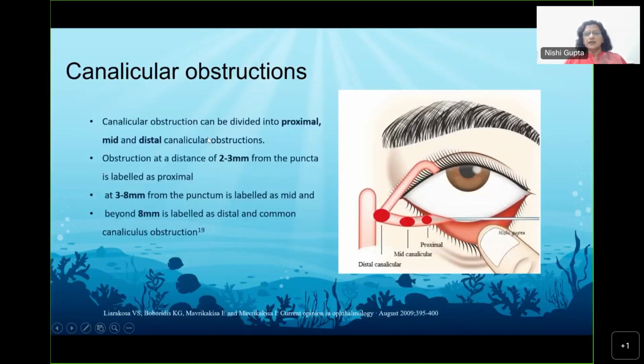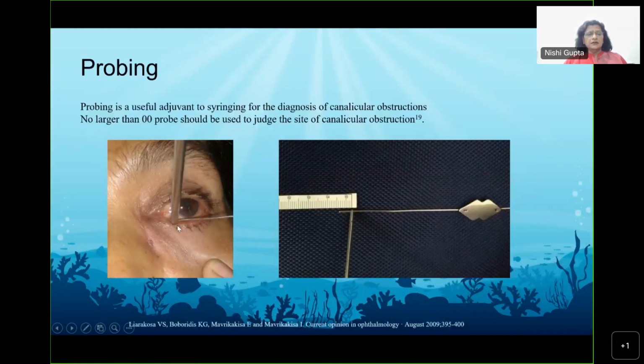Now, canalicular obstructions can be divided into proximal, mid, and distal canalicular obstruction. And why do we divide these obstructions? Because the outcome depends on the site of obstruction from the punctum. So if we go to the previous slide, we can see how we measure the site of canalicular block. When the probe is passed through one of the puncta and a soft stop is felt at the tip of the probe, the probe is held close to the punctum. It is taken out without disturbing the position and placed against a scale that tells us the exact length of the canalicular obstruction. This is a very efficient method that we've been using routinely, and that is how we know the site of obstruction.